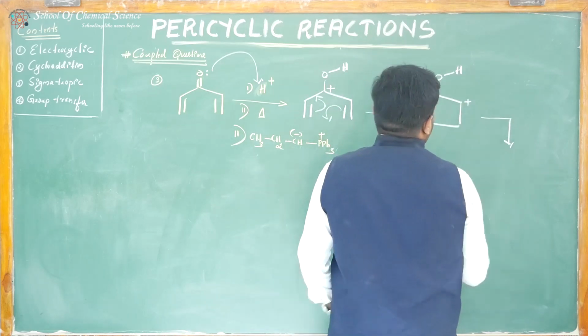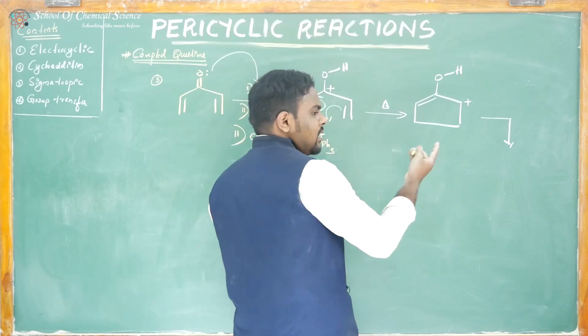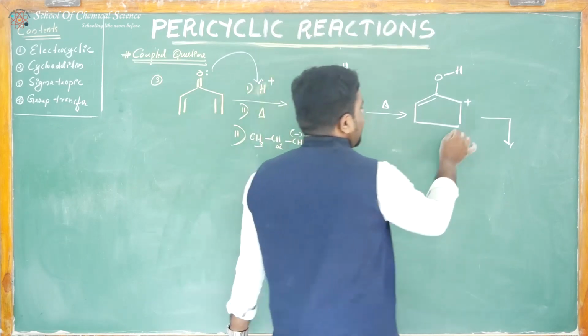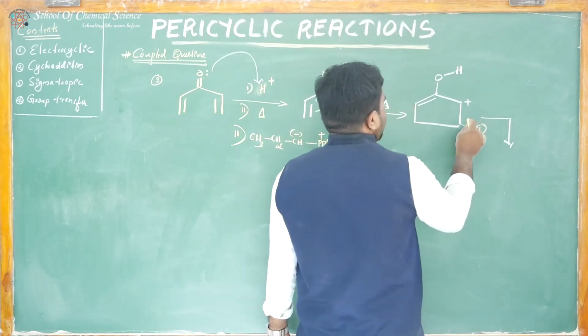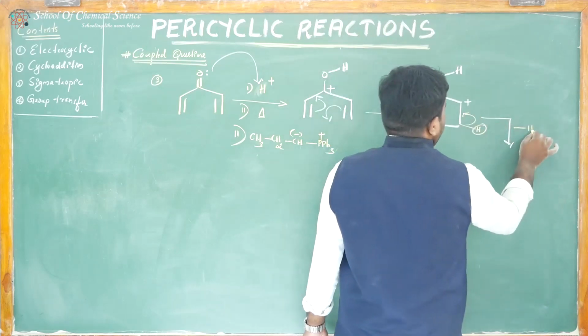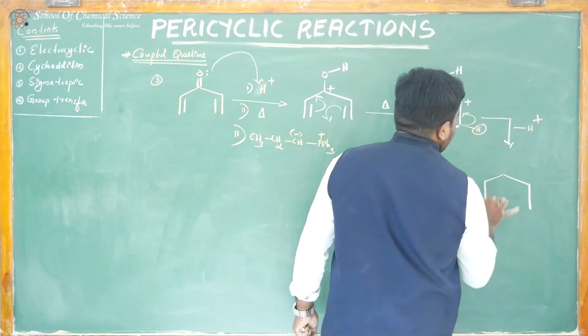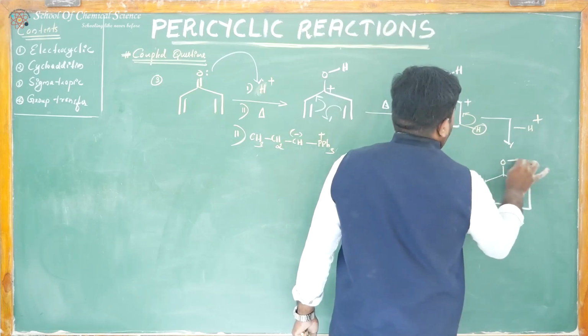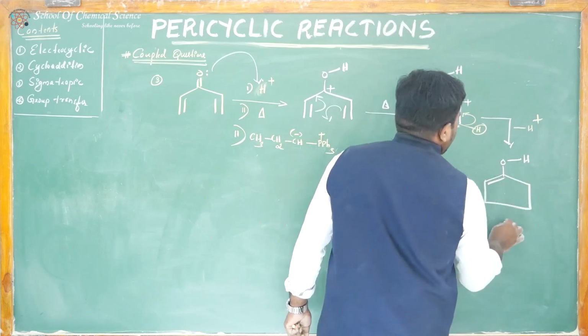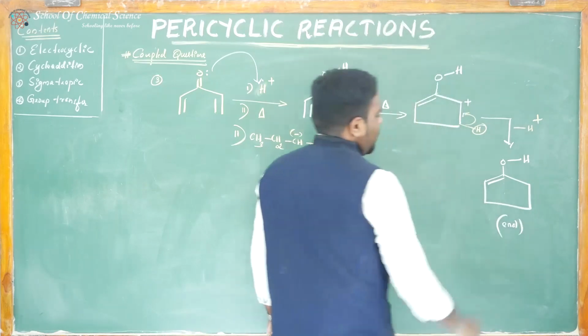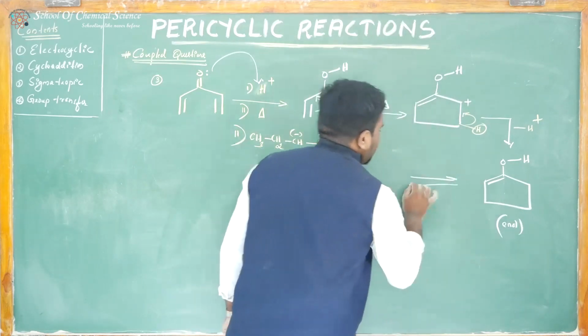Next step, elimination. Resonance is possible, but both resonance structures are identical. So alpha elimination, this hydrogen will be eliminated, minus H plus. After elimination of hydrogen, you will get OH and double bond, which is an enol. This enol will undergo tautomerism.